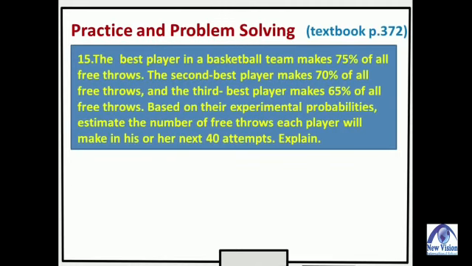Let's do number 15. The best player in a basketball team makes 75% of all free throws. The second best player makes 70% of all free throws. And the third best player makes 65% of all free throws. Based on their experimental probabilities, estimate the number of free throws each player will make in his or her next 40 attempts. Explain.